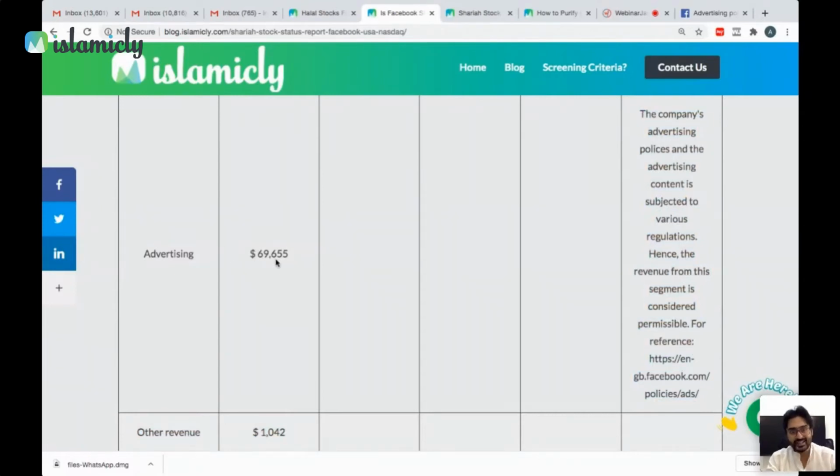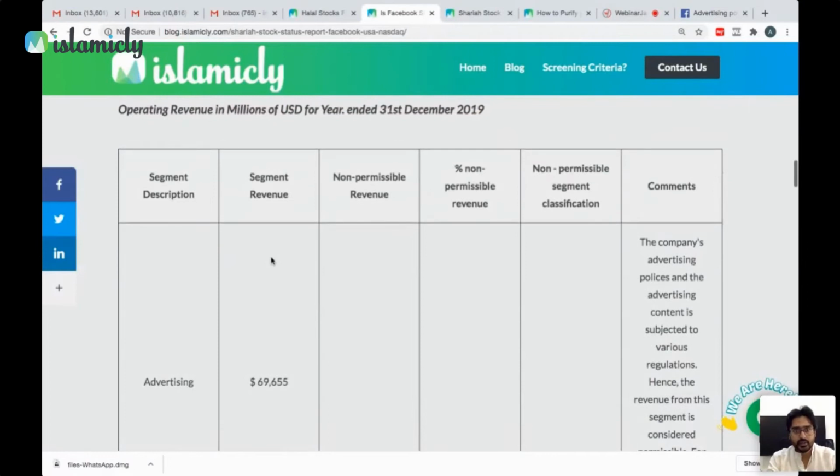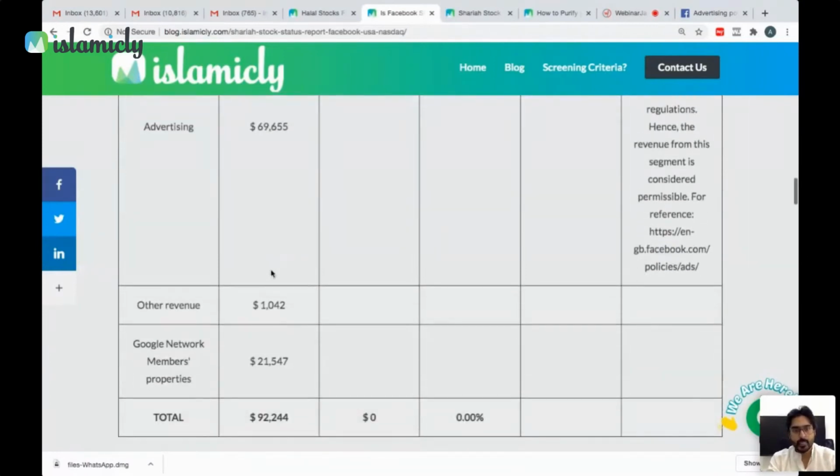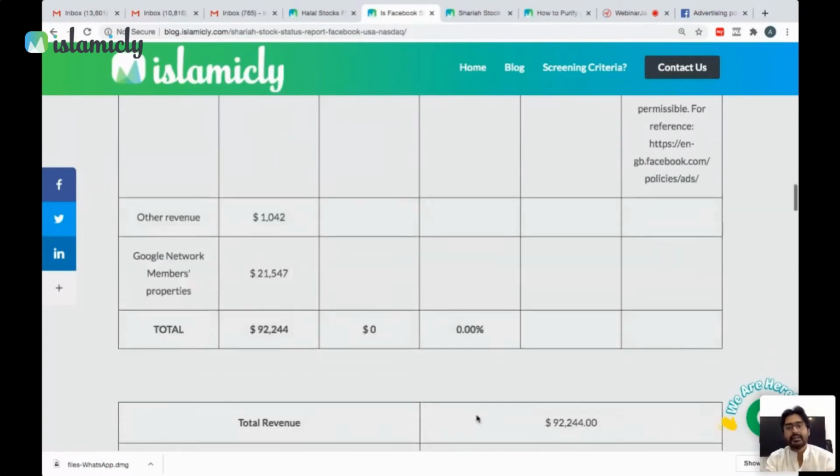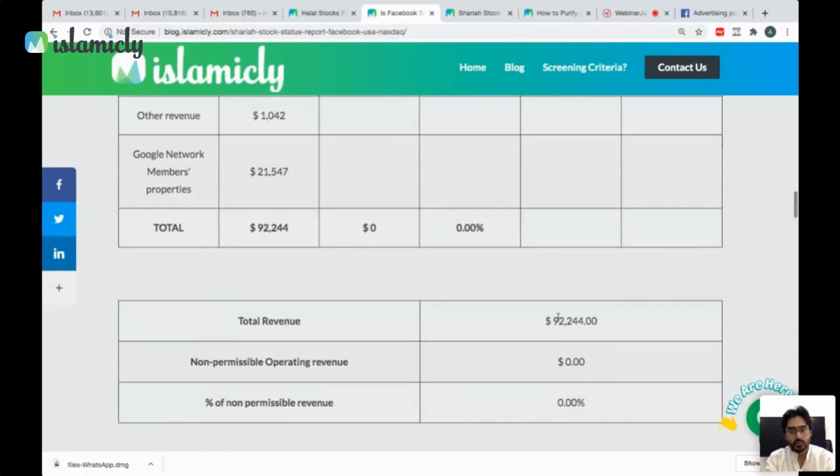And Facebook gets $69.6 billion from advertising revenue. Their other revenue is about $1 billion. We analyzed this and it was found okay. And then there is an affiliate fee that they get from Google network members' properties, which also looks Sharia compliant. So of the $92.2 billion of revenue that Facebook gets, nothing is explicitly non-permissible. So total revenue is $92.2 billion. Non-operating revenue, which is non-permissible, is 0. Hence, the percentage of non-permissible revenue is 0%.